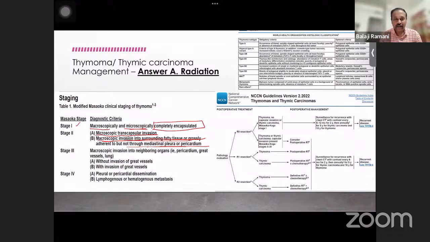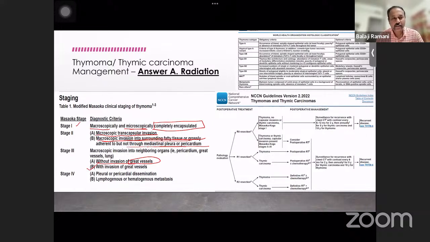On the other hand, if it invades the other structures, like pericardium, great vessels, lung, and all that, then you call it a stage 3 thymic carcinoma. So then stage 3 thymoma. In this, you look at the great vessels: aorta, IVC, SVC, brachiocephalic. If they are going to get involved, then it becomes a 3B status. On the other hand, if the great vessels are not involved, then it becomes a 3A.